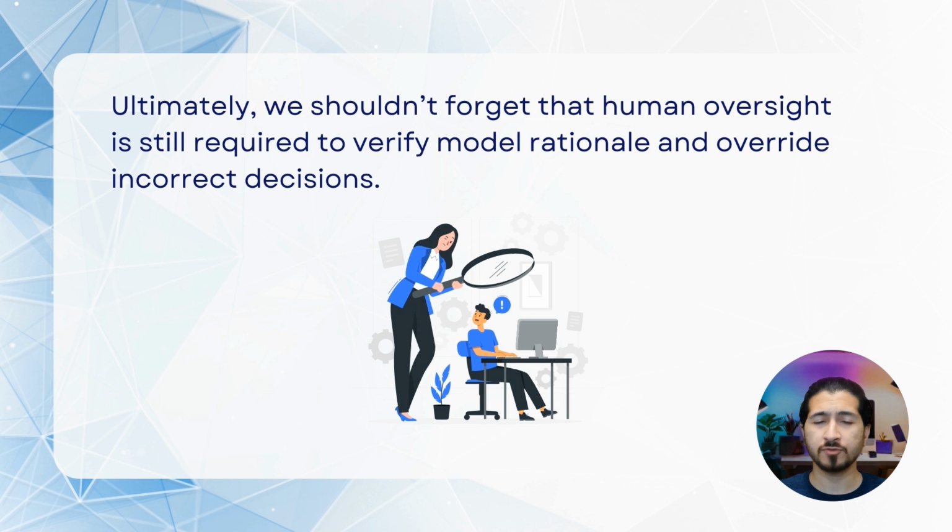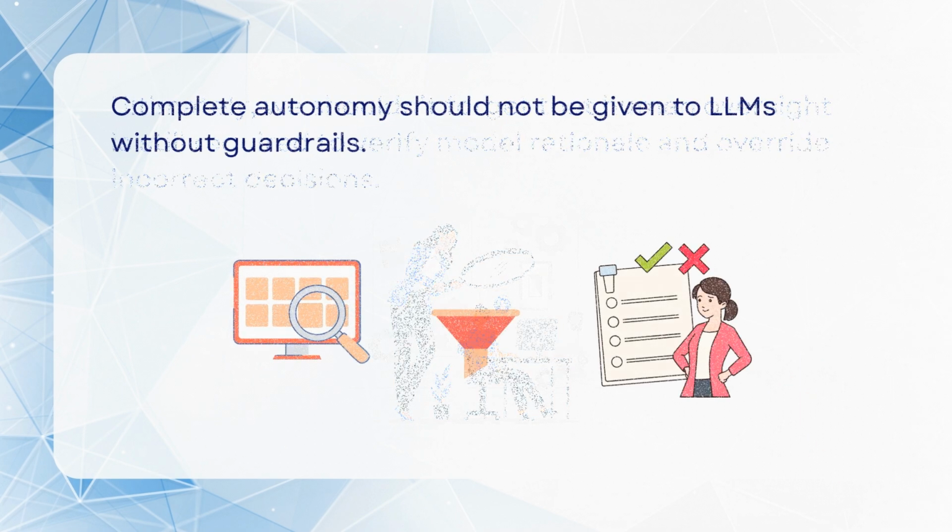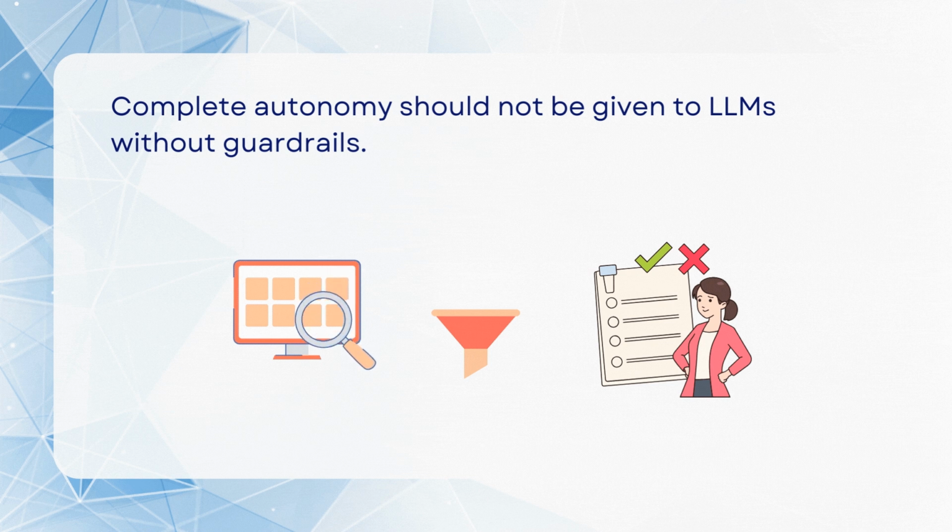Ultimately, we shouldn't forget that human oversight is still required to verify model rationale and override incorrect decisions. Complete autonomy should not be given to LLMs without guardrails.